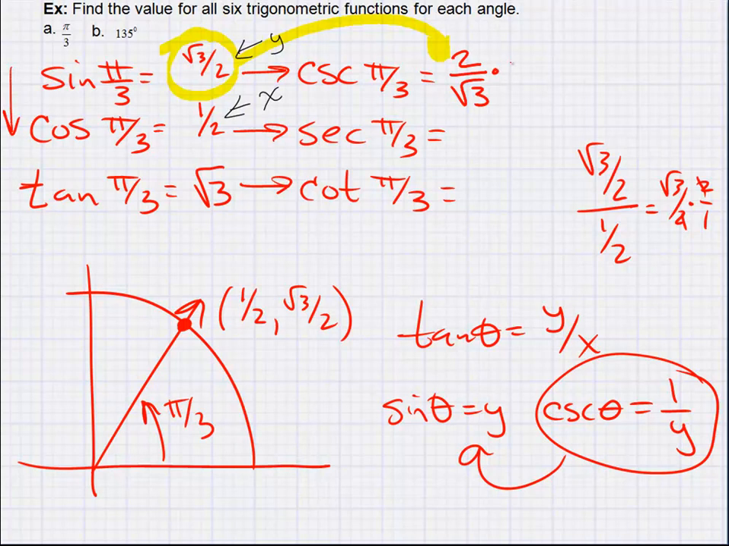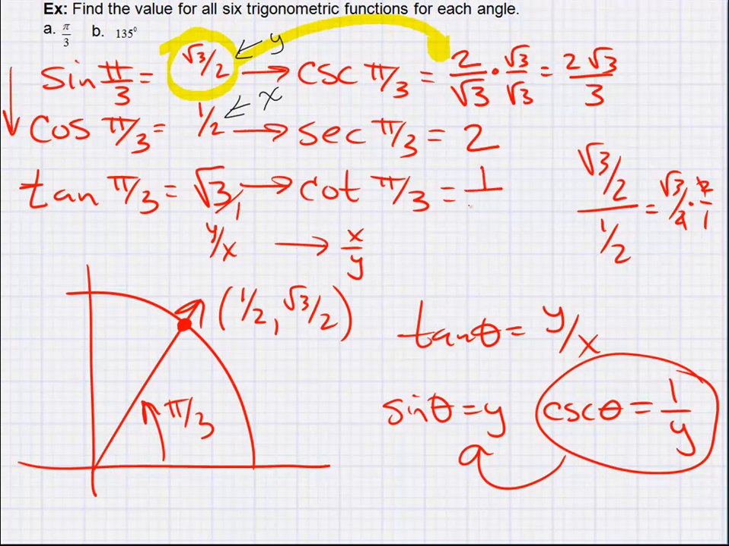Now, I'm not going to write my answer as 2 over square root of 3. I'm going to rationalize it. So I get 2 root 3 over 3, but still, there's my answer. Secant of pi thirds, that's the reciprocal of cosine. Cosine is a half, flip a half over, I get 2. Cotangent is reciprocal of tangent, because if this is y over x, this one is x over y. So I just take this thing and flip it over, so I get 1 over the square root of 3. Rationalize it, and I get the square root of 3 over 3.